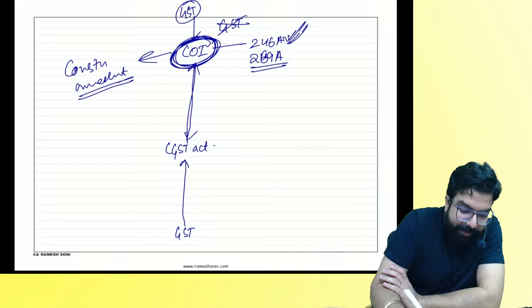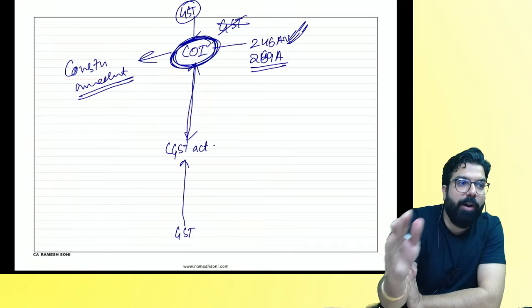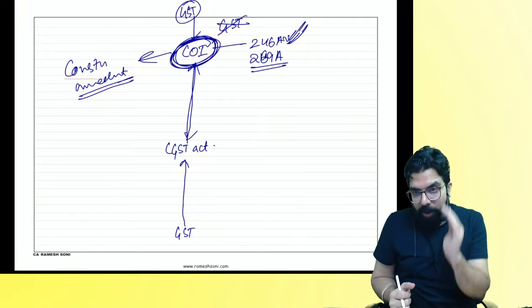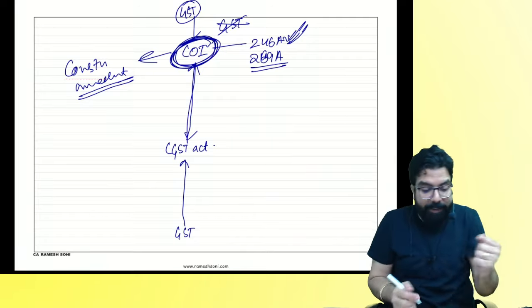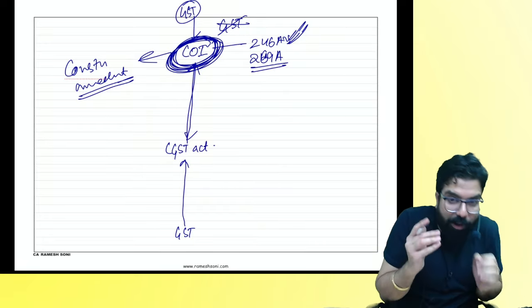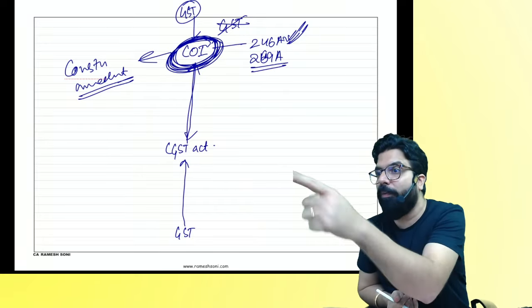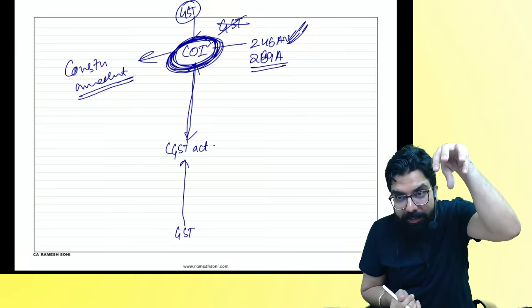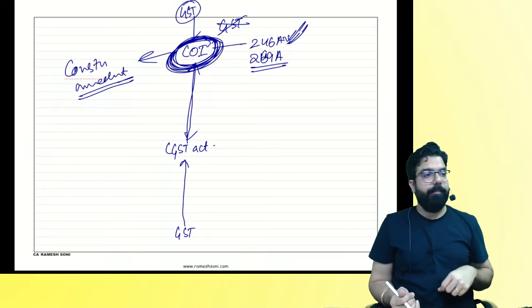GST. That GST law will be made by the central and state government together. The central government will make the law for CGST, the state government will make the law for SGST. This all has to be written in the Constitution of India. I taught you Article 246. So first, this Article 246 has to be inserted in the Constitution.